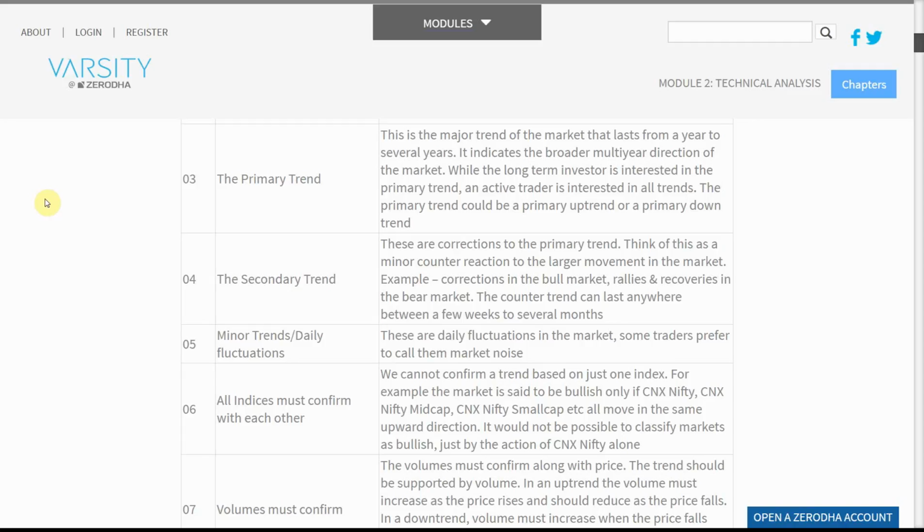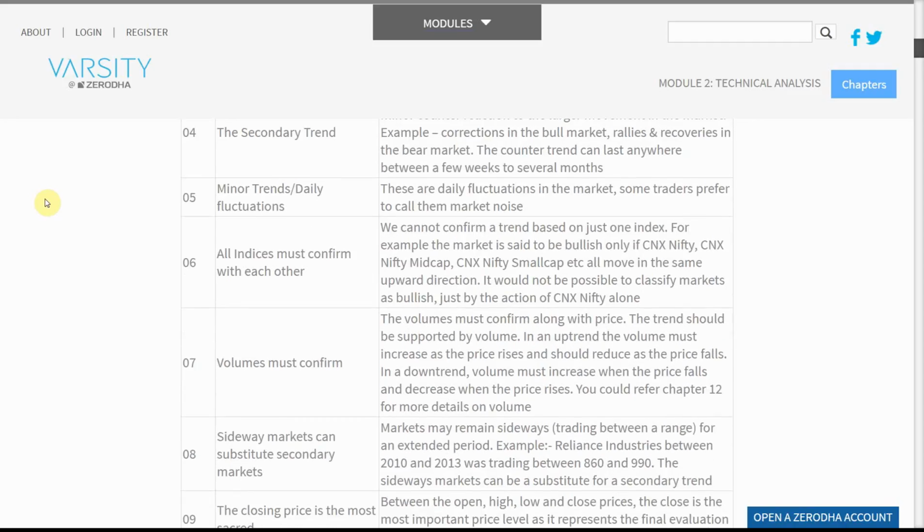06. All indices must confirm with each other. We cannot confirm a trend based on just one index. For example, the market is said to be bullish only if CNX Nifty, CNX Nifty Mid Cap, CNX Nifty Small Cap, etc. all move in the same upward direction. It would not be possible to classify markets as bullish just by the action of CNX Nifty alone.